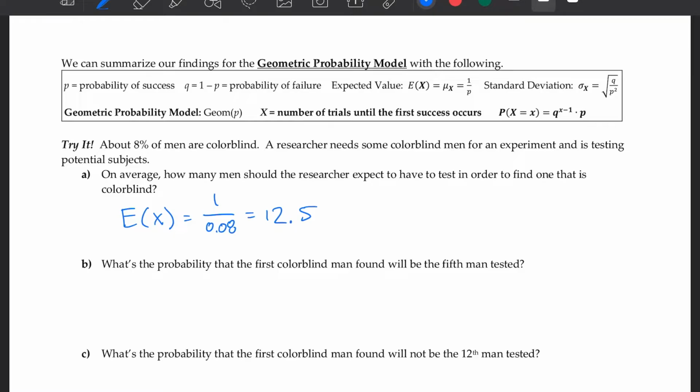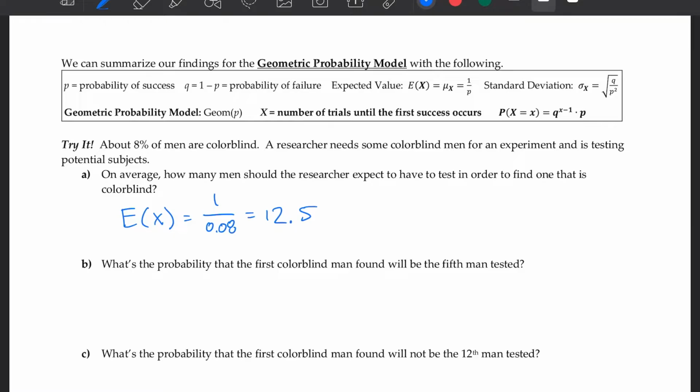Your center will be at about 12.5. You might get as low as the first time somebody is colorblind, and it might take you 25, 50 times to get to them. But on average, 12.5 is what it is. Okay, let's take a look at the next one.